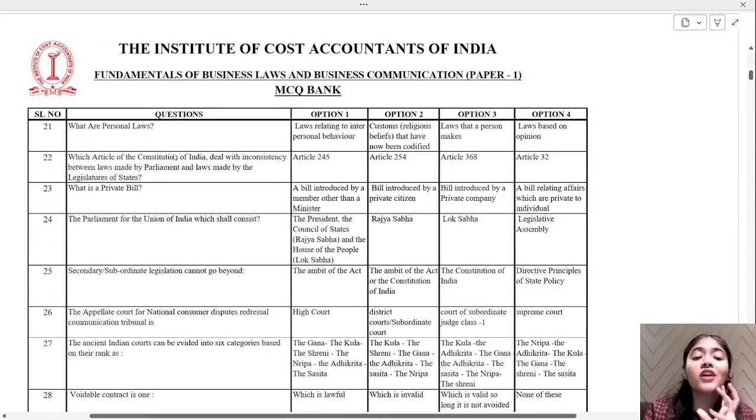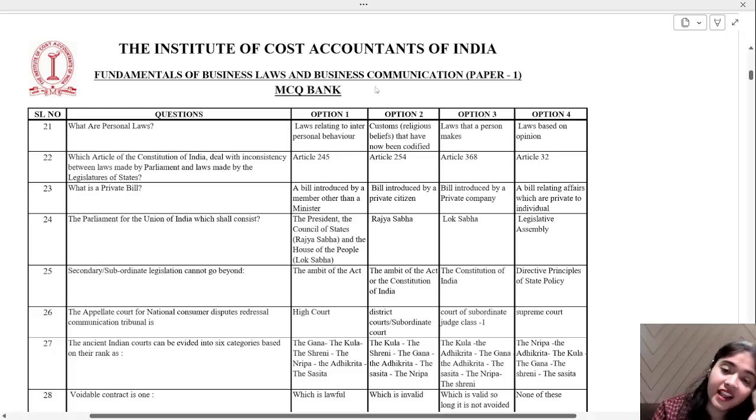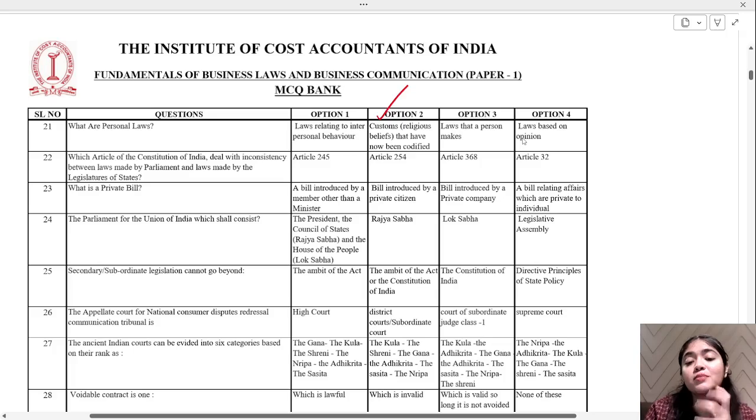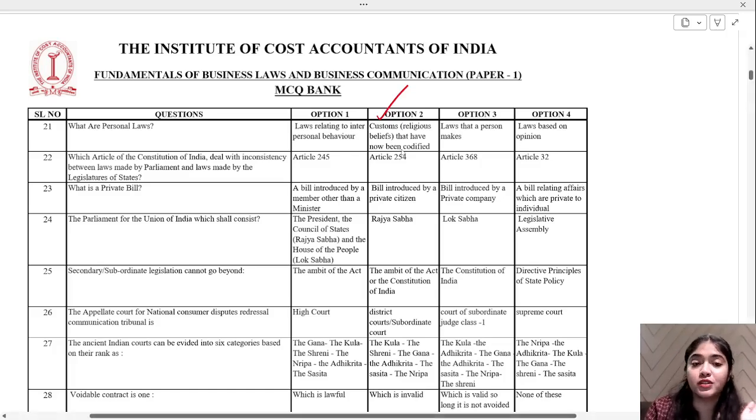Now, what are personal laws? Laws relating to interpersonal behavior, customs, religious beliefs that have now been codified, laws that a person makes, or laws based on opinion. Tell me what should be the correct answer. Yes, that's correct. Option number 2, customs, religious beliefs that have now been codified. Personal behavior and so on will not come under personal laws. Now the customs have been codified, that is your personal laws.